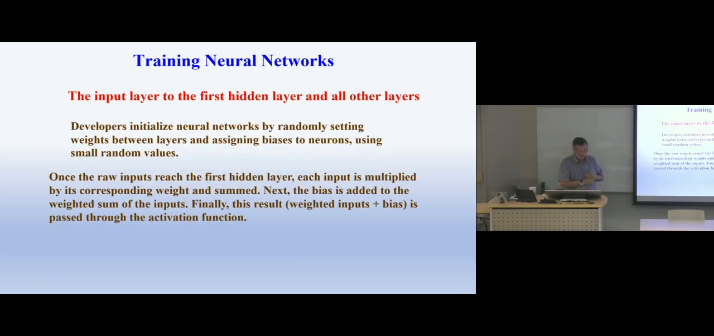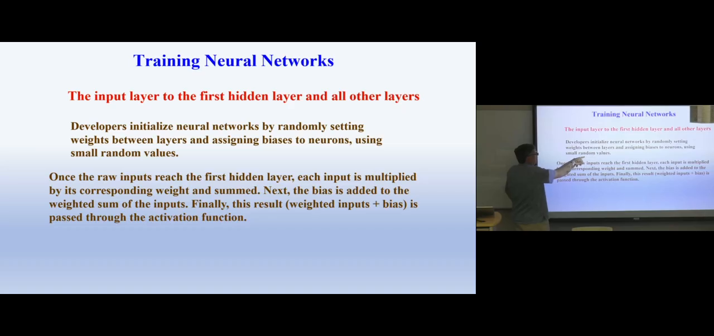Okay, now, how do developers start this? They initialize their neural networks. These are data scientists, folks, and they randomly set weights between the layers and assign biases. They use small random values. Once the inputs reach the first hidden layer, every input is multiplied by its corresponding weight, summed up, the bias is added, and that goes through the activation function.